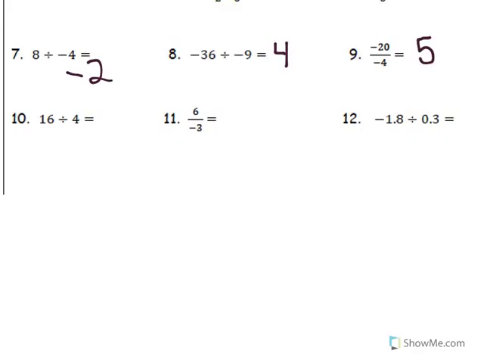Okay, number 10. Positive 16 divided by positive 4. This is just a straightforward positive, positive. So my answer is going to be positive. Number 11. 6 divided by negative 3. 6 divided by negative 3 is a negative answer, and it's 2. 3 goes into 6 twice. Number 12.